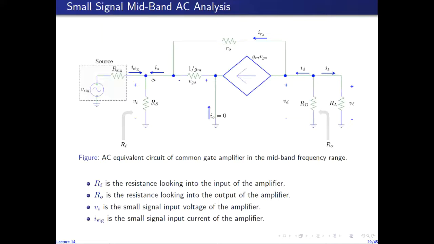So R naught is found by short circuiting VI. So we short circuit the input of the amplifier. So we connect this source node directly to ground.